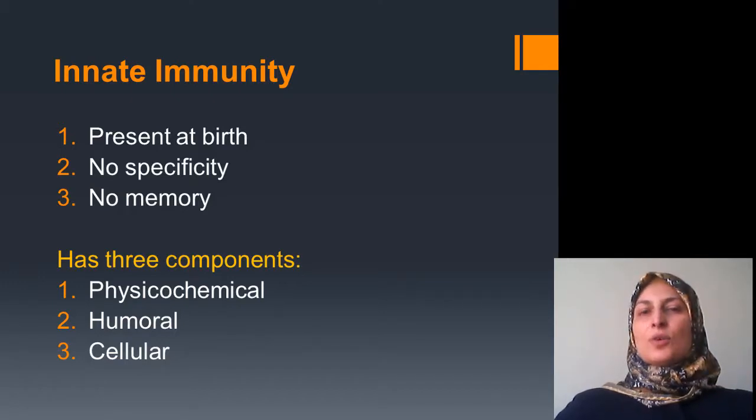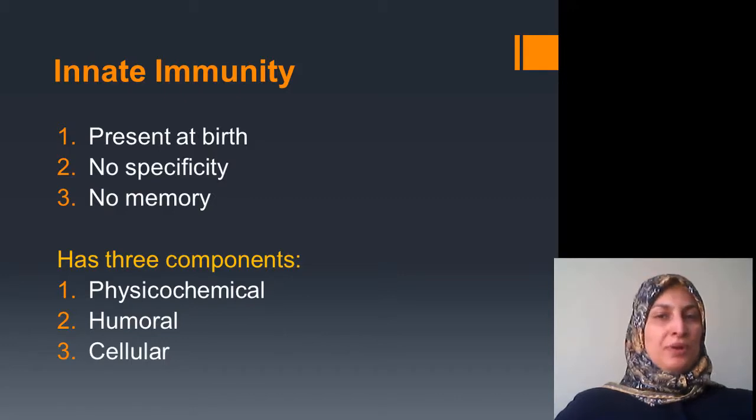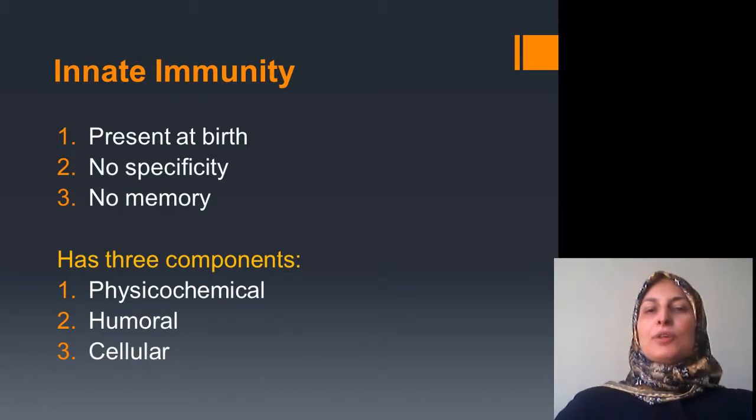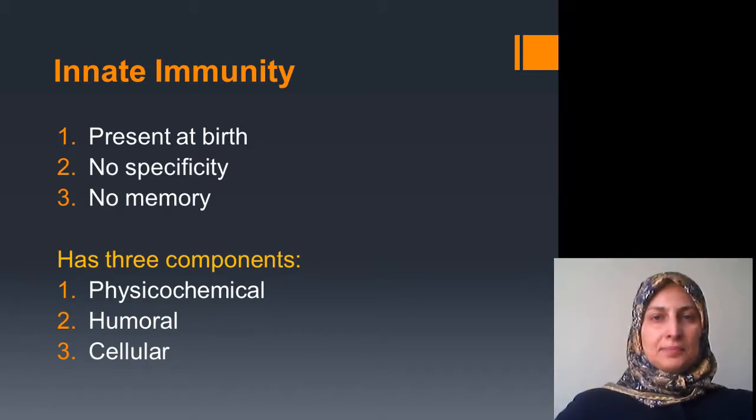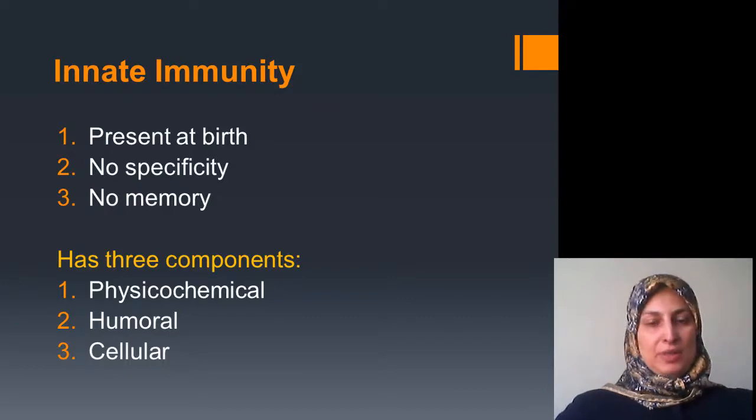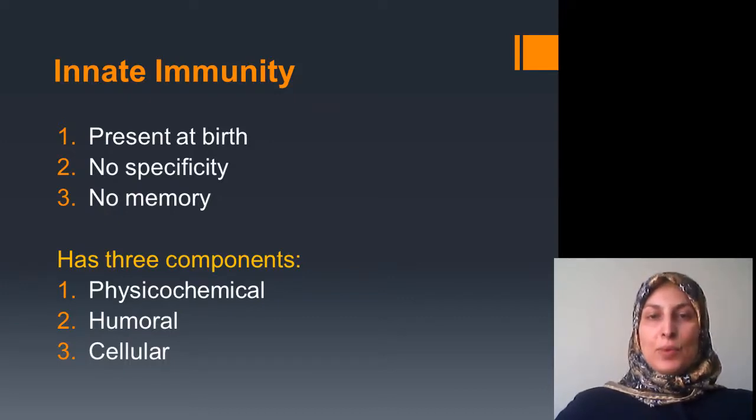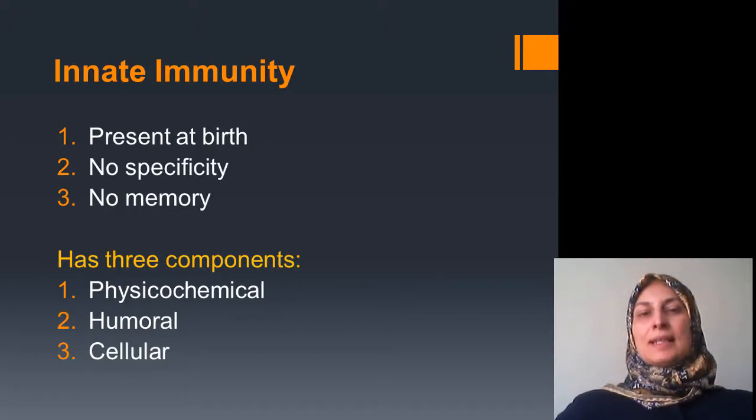And as it is so primitive, it is present since birth. There is no need for learned behaviors or for any modulation to conduct this immune response. It has three components: the physicochemical, the humoral, and the cellular. In this lecture, we are going to talk about the first two components, the physicochemical and the humoral. The third part we will talk about in detail in the next lecture.